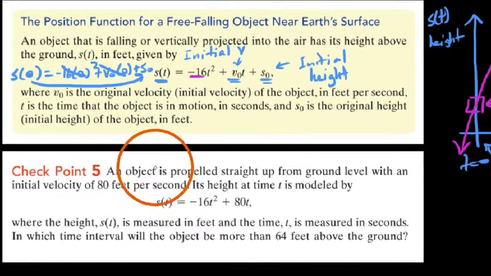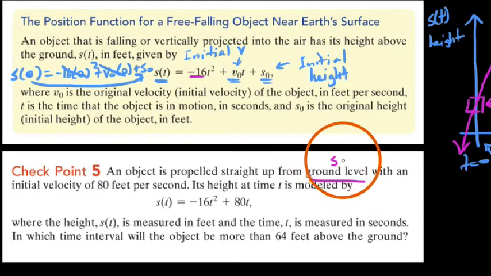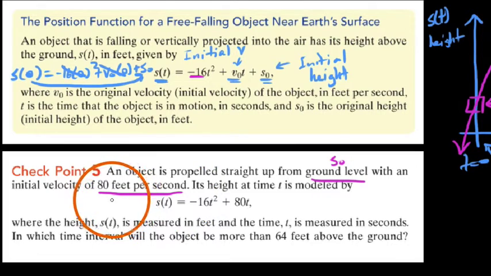What we're after in this problem is something else, since we're talking about polynomial inequalities. An object is propelled straight up from ground level, so this is our initial height, our s sub 0, with an initial velocity of 80 feet per second. So we have our v sub 0 here. Its height at time t is modeled by this. So we have our height at any given time in seconds given by negative 16t squared plus, where you see they've inserted 80 for their v sub 0 here.